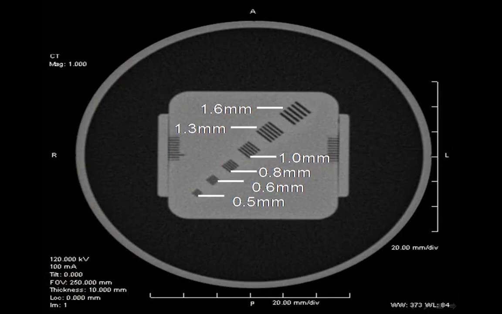So here I will find that the gap in the first one is around 1.6 millimeter, the second one 1.3 millimeter, the third one 1 millimeter, and so on. So as the gap is reduced, the number of line pairs per centimeter increased.